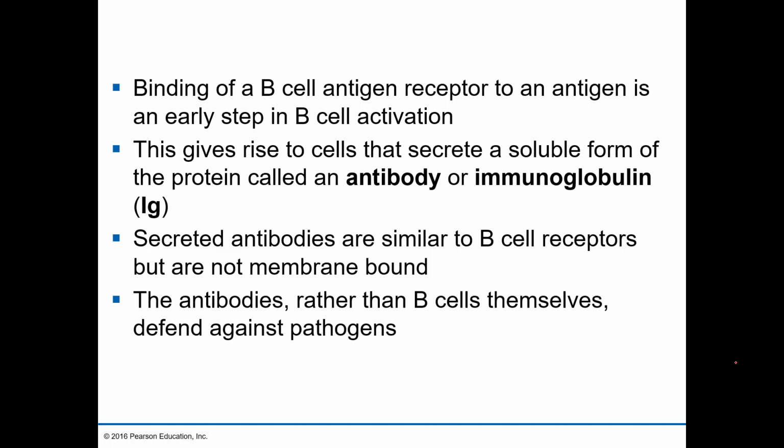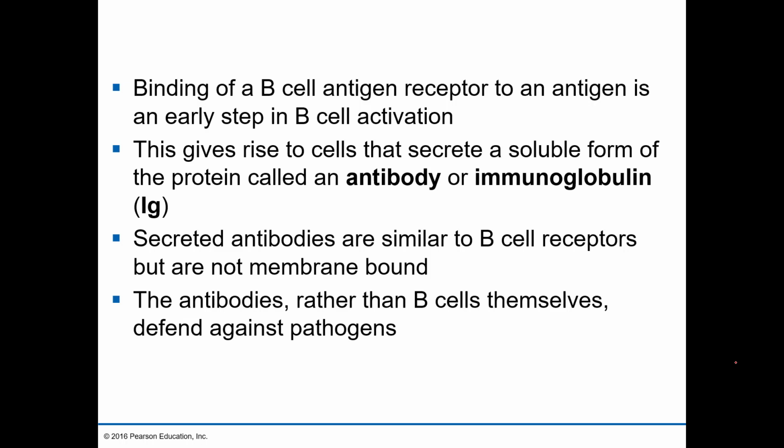When something binds to that antigen receptor, that's the first step. They call it the activation. And in this case, it was a B cell instead of a T cell, so you get activation. That makes the cell start to secrete out an antibody or immunoglobulin.